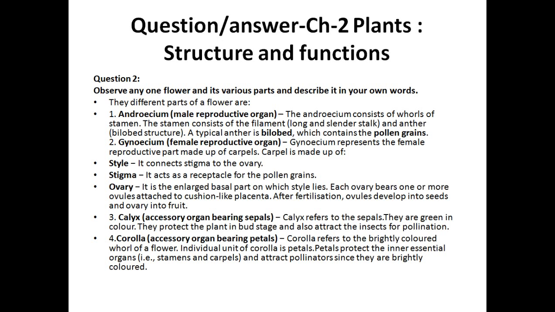The different parts of the flower are, first of all, we will talk about the male part and female part of the flower. Androecium is known as the male part of the flower, or you can say male reproductive organ of the flower. The androecium consists of whorls of stamen. The stamen consists of filament and the anther, a bilobed structure.